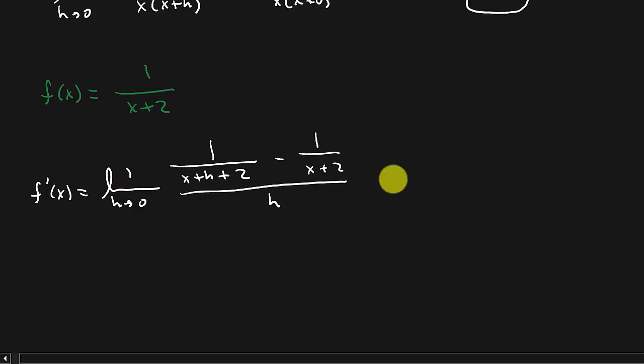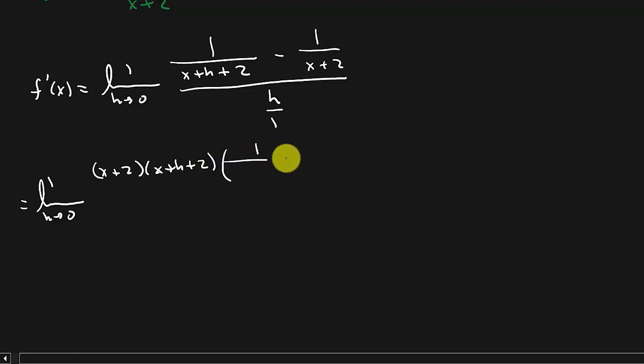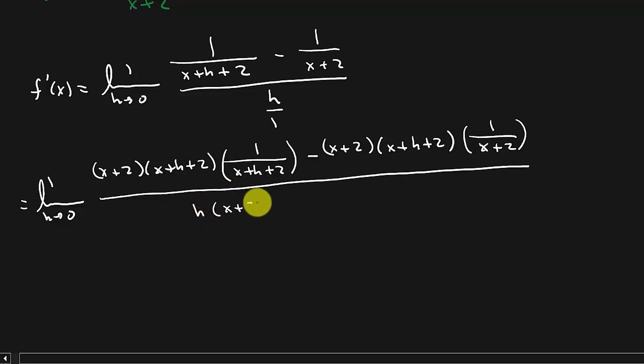And you can see it's going to be the same thing. Look at that as being a fraction. And so this would be the limit as h goes to 0. And what am I going to do? I'm going to multiply everything through by the common denominator: 1 over x plus h plus 2 times x plus 2 times x plus h plus 2, minus x plus 2 times x plus h plus 2 times 1 over x plus 2. And that's all over h times x plus 2 times x plus h plus 2.